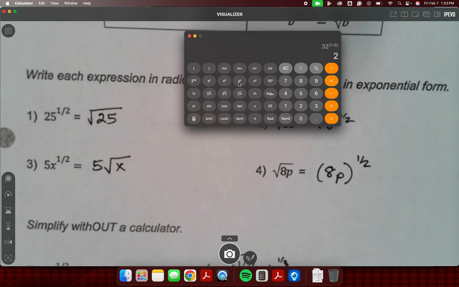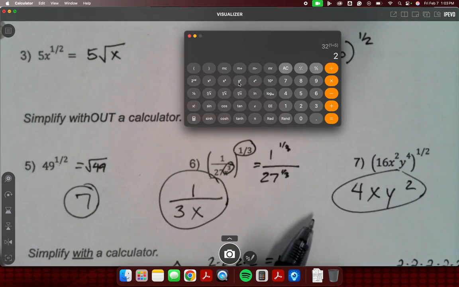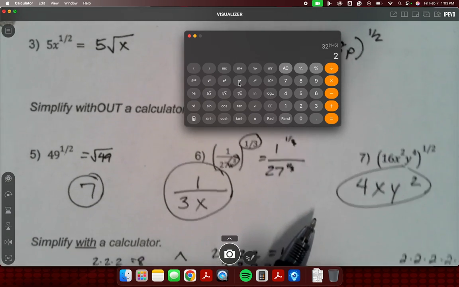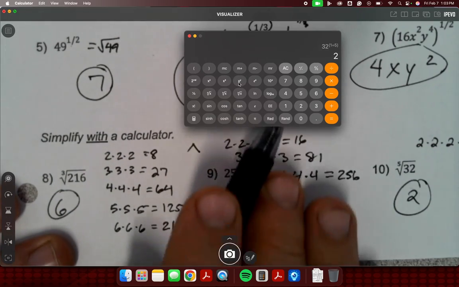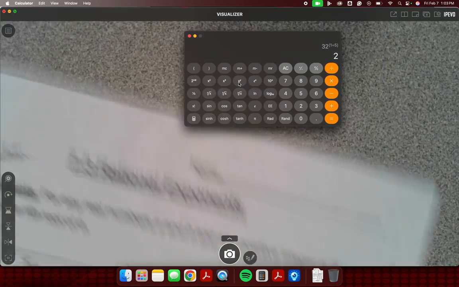Okay, smaller ones like we had up here, I will expect you to know how to do in your head. But bigger numbers like this, I'll expect you to know how to use your calculator to find it.